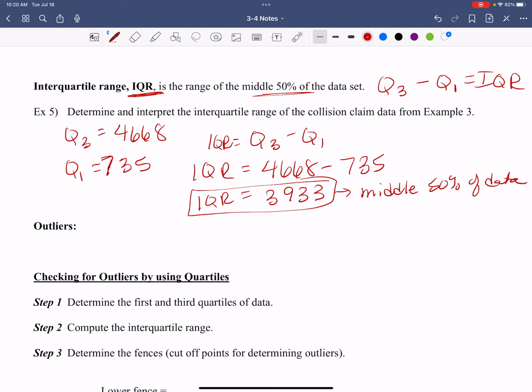All right. Okay, so looking at those quartiles, we can come up with lots of information, and we're getting ready to use that interquartile range in terms of outliers. So sit tight.